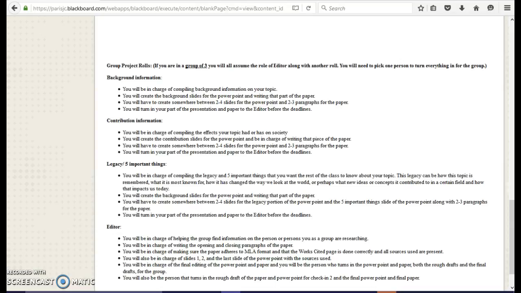The next person, you're going to do contribution information. So what contributions did these people give to this movement? What contributions did it leave for society? So contribution and legacy, you're going to work really close together in formulating your slides and your part of the paper. The legacy part, what are 5 really important things that we should remember? And also, not just those 5 things, but is the United Nations a good thing or a bad thing? Or is it both? Can you find some good things with the United Nations? Or are there some bad things that come with being a part of the United Nations? So look for topics like that.